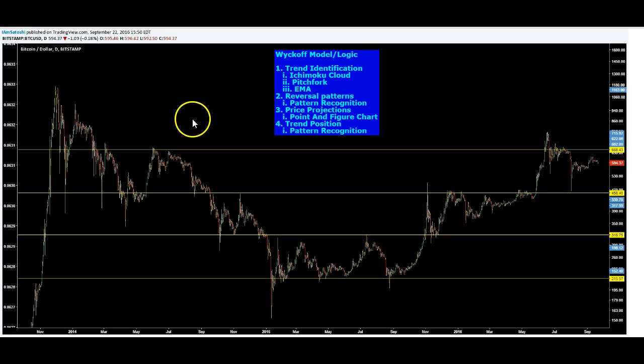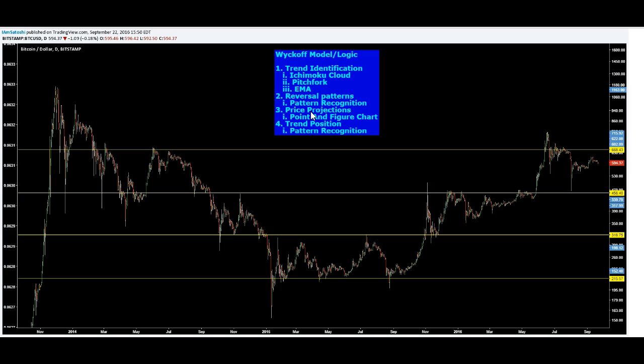This is the daily. So again, Wyckoff, it's four things. It's trend identification, it's reversal patterns, it's price projections, which virtually nobody talks about. Something that's really important to recognize: anytime there is a pattern on any chart, market, whatever, there's always going to be a price projection on that pattern that you can measure in some way.